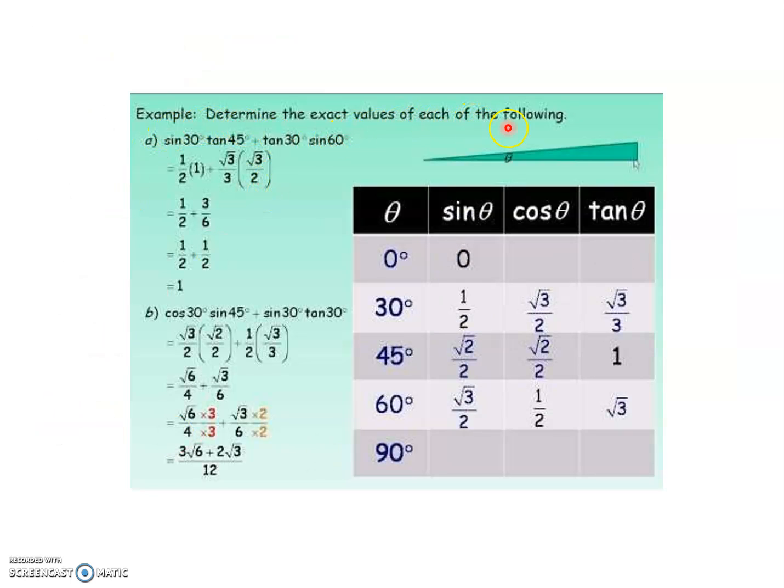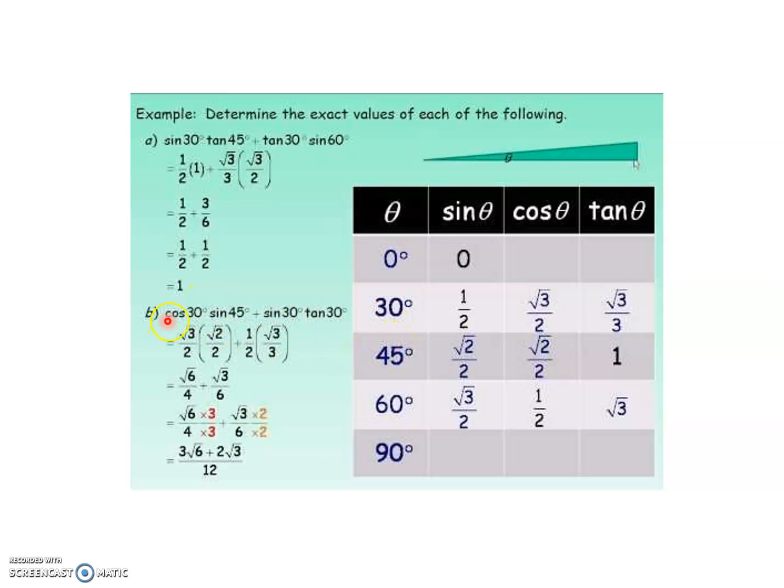Next, determine the exact value of each of the following: sin 30 tan 45 plus tan 30 sin 60. From the table, sin 30 is 1 upon 2, tan 45 is 1. Next, tan 30 is root 3 upon 3, and sin 60 is root 3 upon 2. Simplify: 1 upon 2 into 1 is 1 upon 2. Root 3 into root 3 is 3 upon 3, 2 threes are 6. So 1 upon 2 plus 1 upon 2. Final answer after simplification is 1.